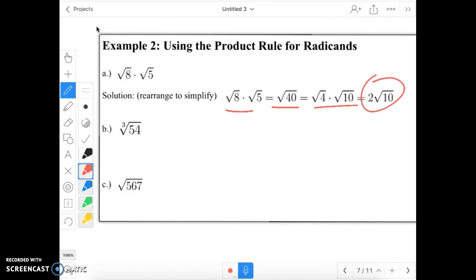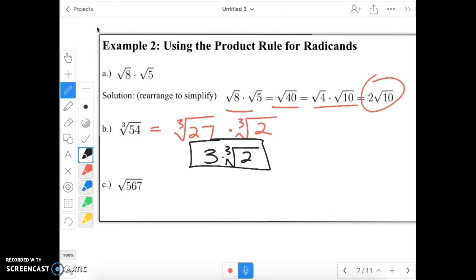For the second one, 54 divided by 2 is 27. So I could take the cube root of 27, which is a cube root that I know, times the cube root of 2, which is one that I don't know, and I could simplify it in this way. I know that the cube root of 27 is 3, so I could have 3 times the cube root of 2, and that would be my answer.